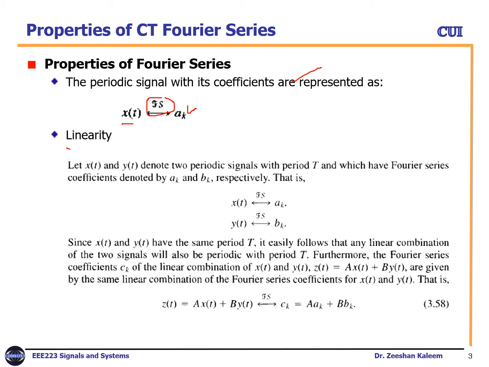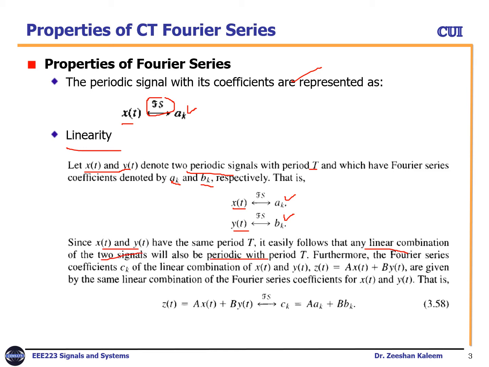The first property is the linearity. For example, you have x and y. These are two periodic signals with period T, and they have Fourier series coefficients denoted by ak and bk respectively. That is, x of t has Fourier series coefficients a of k, and y of t has Fourier series coefficients b of k. Since x of t and y of t have the same period, it easily follows that any linear combination of the two signals will also be periodic with period T.